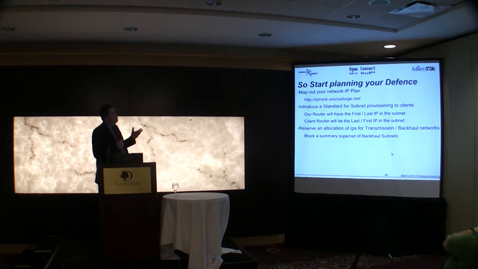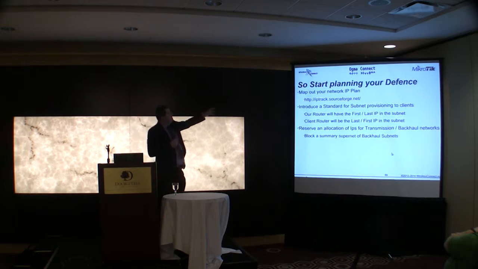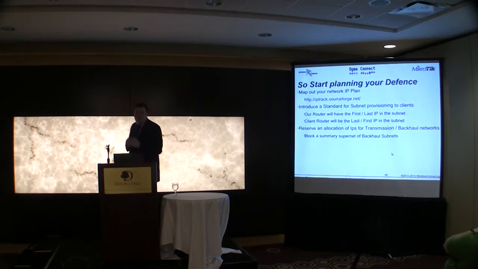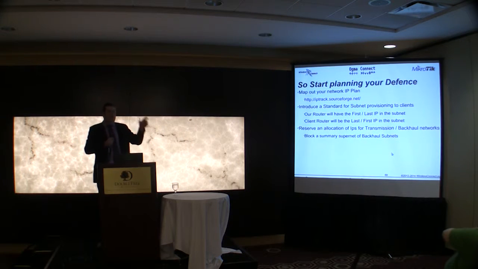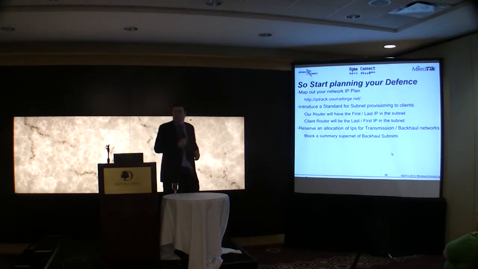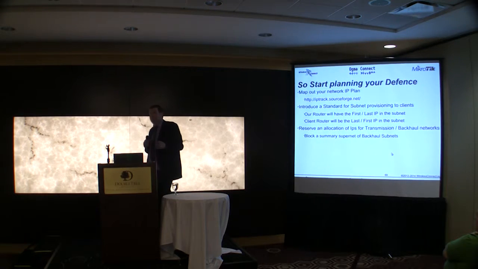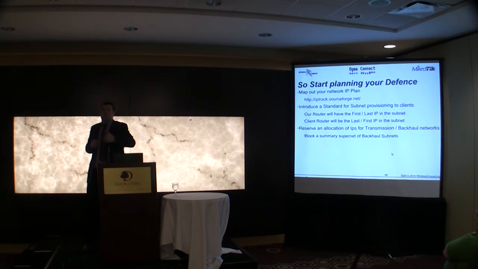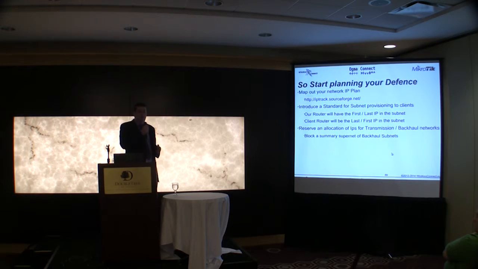So what can you do? You can start planning your defense. Map out your network in an IP plan, use the standard, like for instance those /32s. Keep the standard and say the first IP of the subnet or the last IP of the subnet will be my router and the customer's default gateway. Did you get me? Does everyone get that? I'm not boring you? Don't answer that if the answer is yes. Okay, that's good. What else?